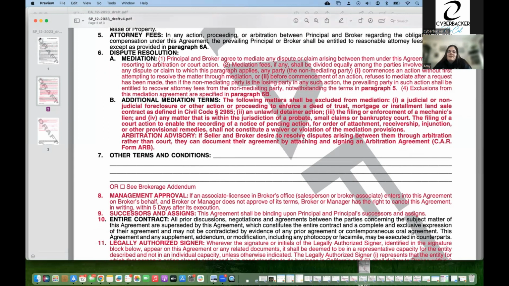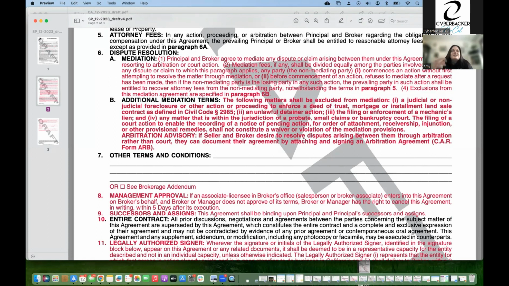Additional mediation terms, the following matters are excluded from mediation. This is the same as what we see like in the purchase agreement, right? It's like judicial or non-judicial foreclosure, other action or proceeding to enforce a deed of trust, mortgage, or installment land sale contract, right? Unlawful detainer action, the filing or enforcement of a mechanic's lien, and any matter that is within the jurisdiction of probate, small claims, or bankruptcy court. The filing of a court action to enable the recording of a notice of pending action, for order of attachment, receivership, injunction, or other provisional remedies shall not constitute a waiver or violation of the mediation provisions.